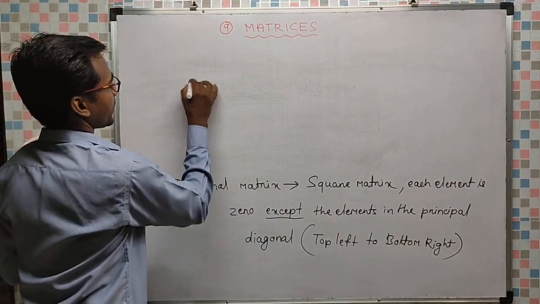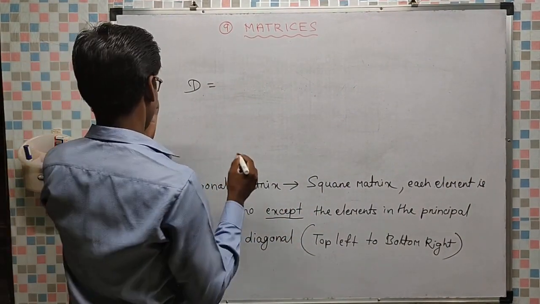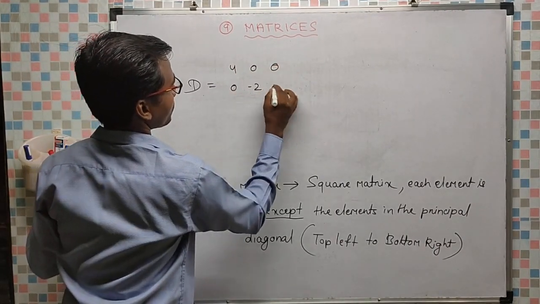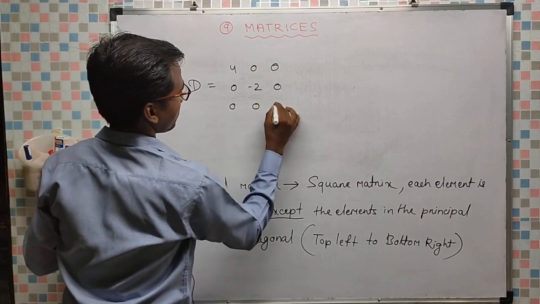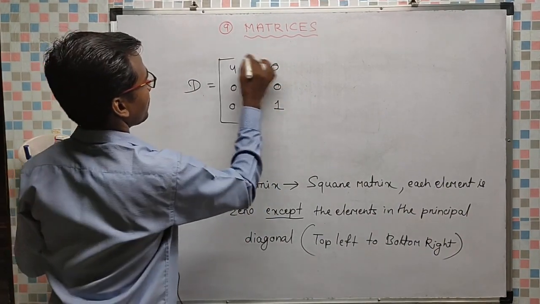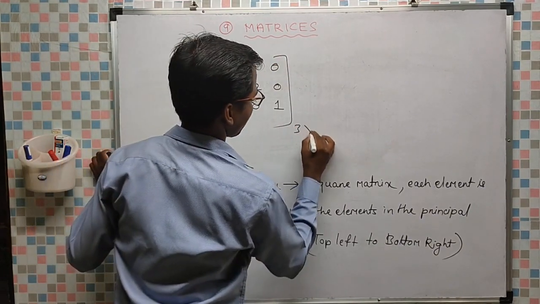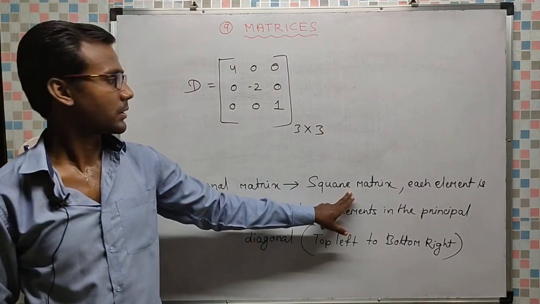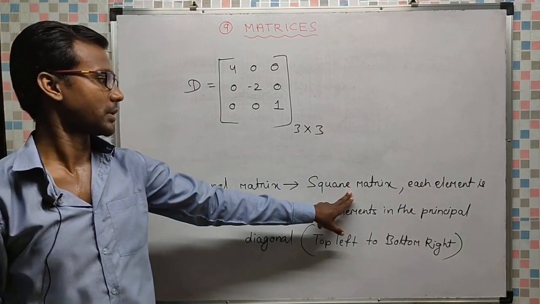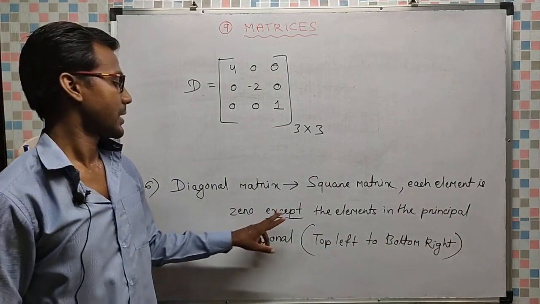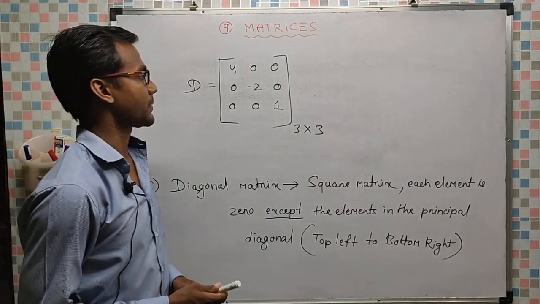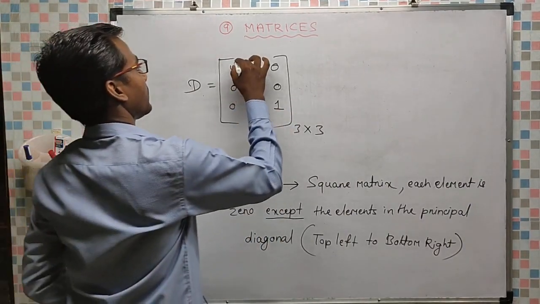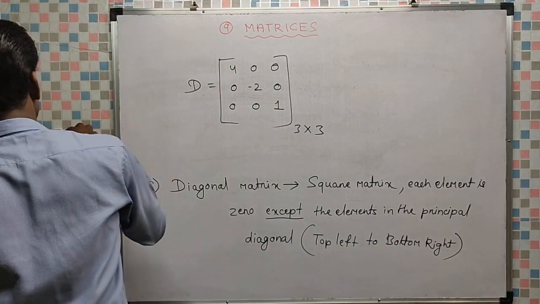Suppose I have taken a diagonal matrix D equal to 4, 0, 0, 0, minus 2, 0, 0, 0, 1, 3 by 3. So see, it is a square matrix, 3 by 3, number of rows equal to number of columns, and each element is 0 except the elements in the principal diagonal. Principal diagonal means top left to bottom right.